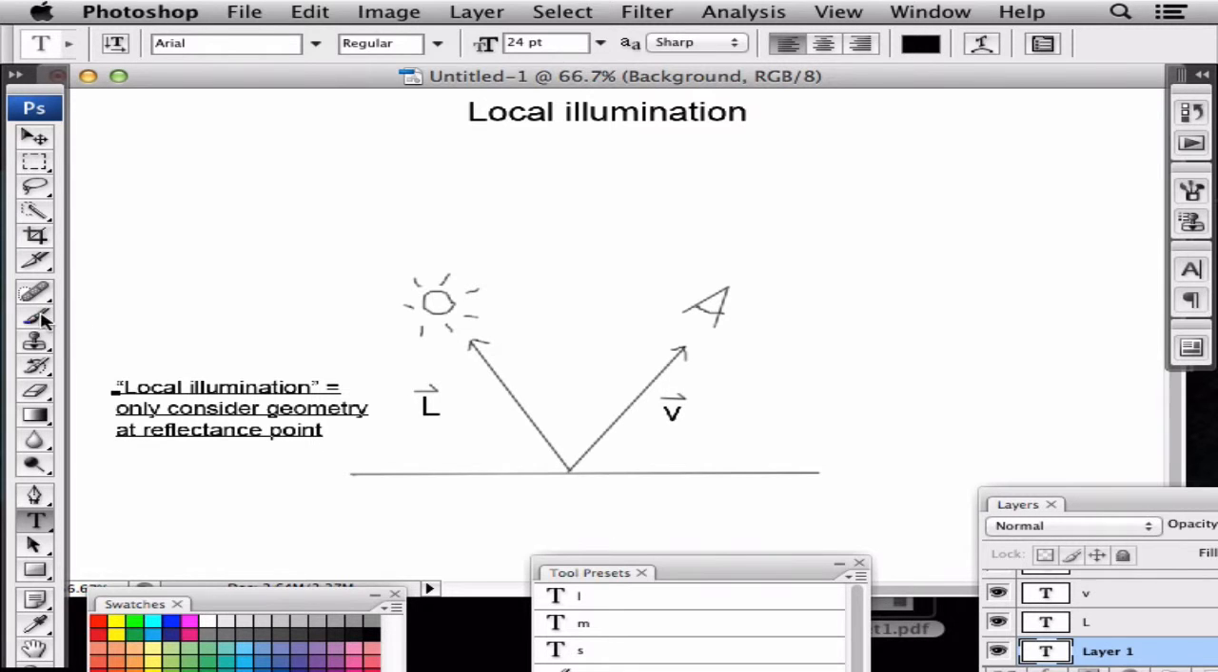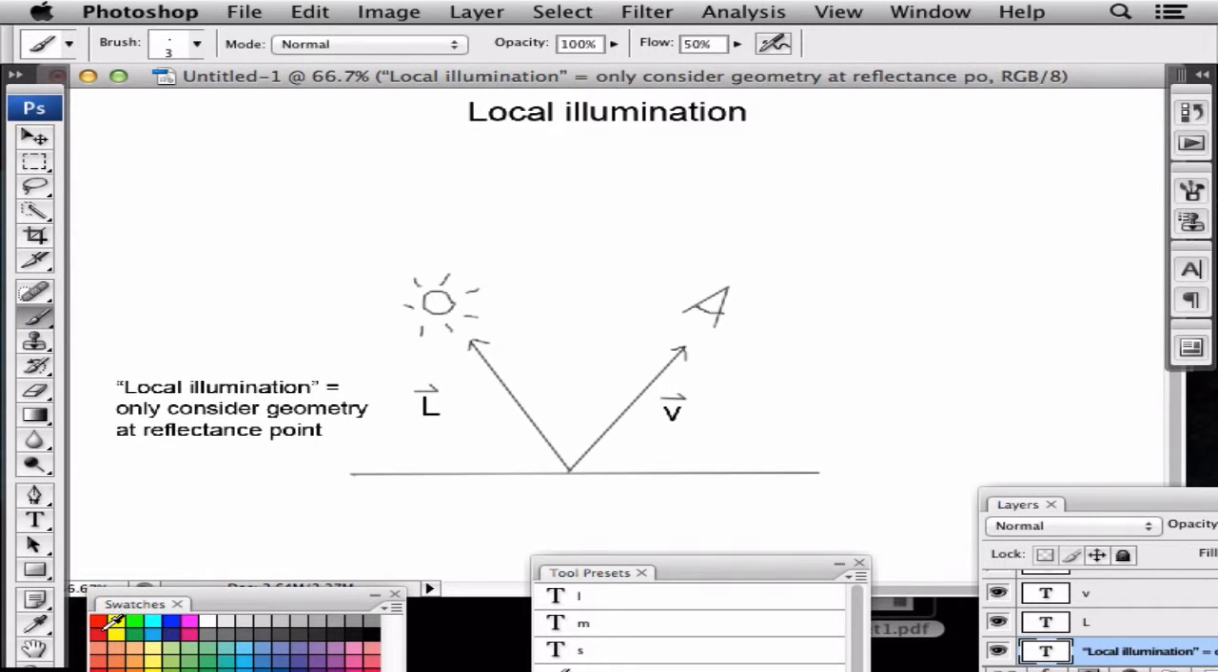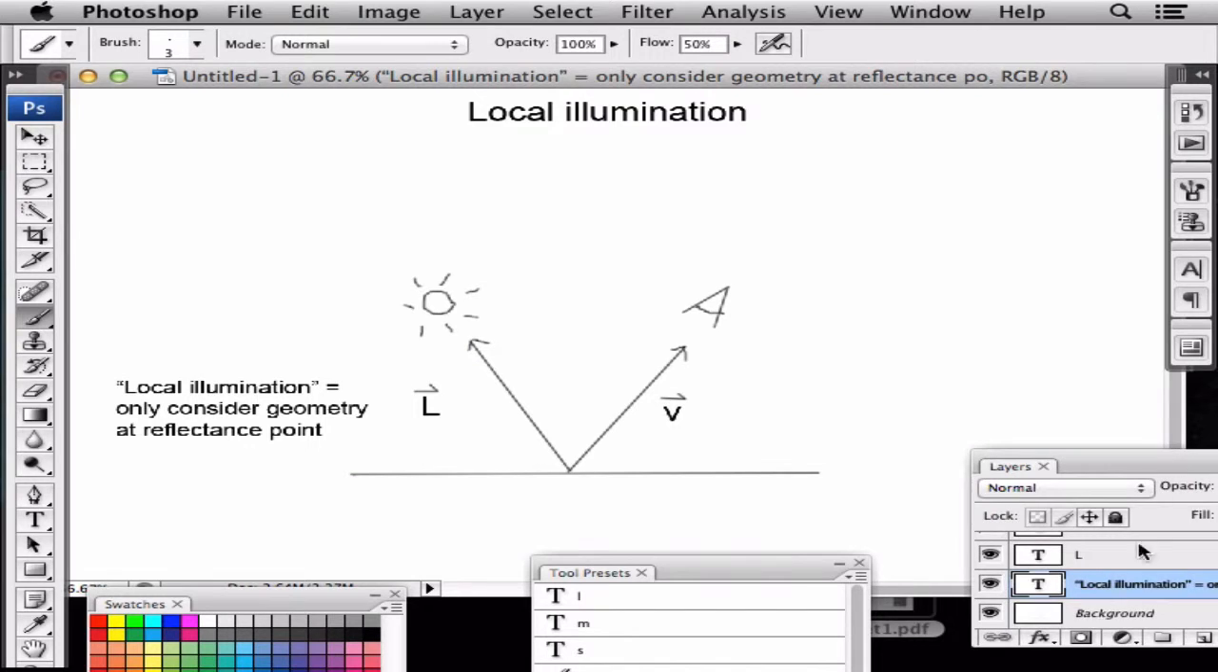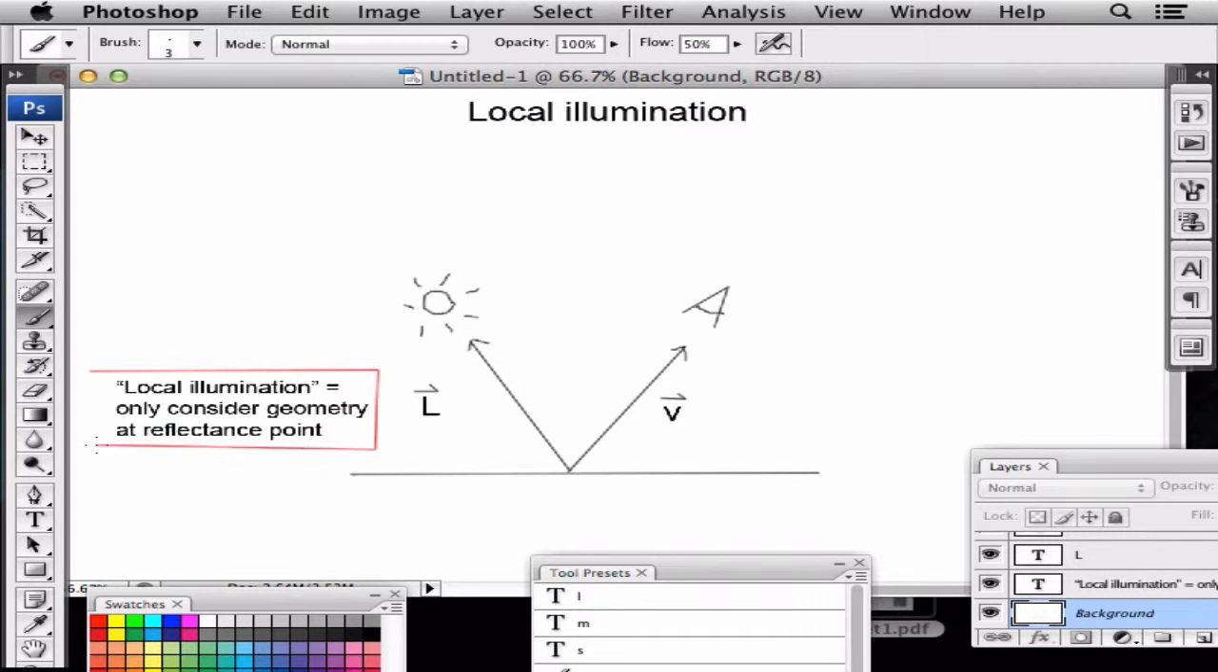And here I call it the reflectance point. This word reflectance is sort of the general term that we use when light is bounced off a surface and hits the viewer. So this specific point, very small point. Actually, it's infinitely small, of course.